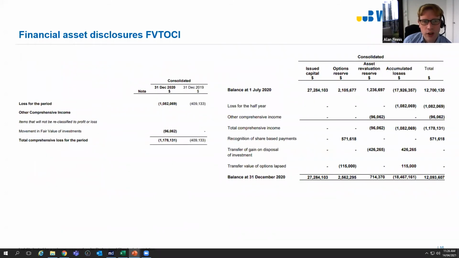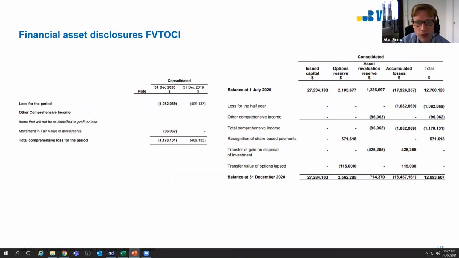I think just to talk about when we have the irrevocable election, as I mentioned previously. Say, for example, we are fair valuing through the P&L, our gain or loss would go through above the 1082069 there. Whereas if we are making that irrevocable election, it goes through as OCI. And you will note there, just below the other comprehensive income point, it says items that will not be reclassified to the profit and loss.